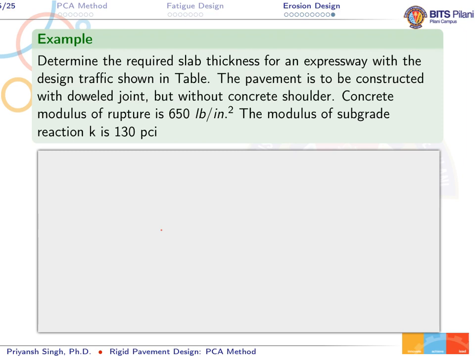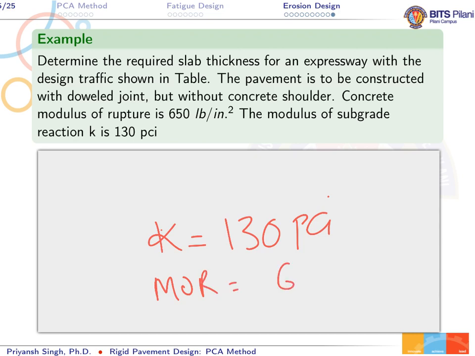Concrete modulus of rupture is given as 650 pounds per square inch. The modulus of subgrade reaction is given as K equals 130 PCI. So we know the value of K, that is 130 PCI, and we know the value of modulus of rupture, MOR, as 650 pounds per square inch.